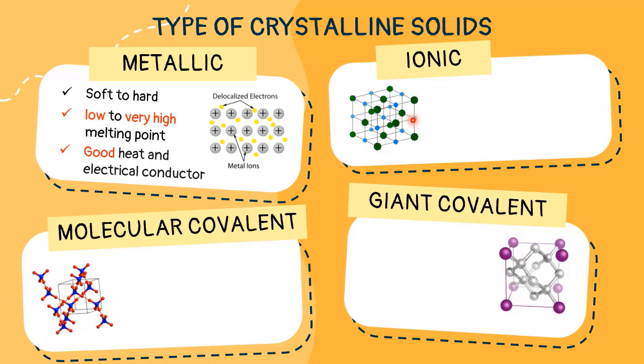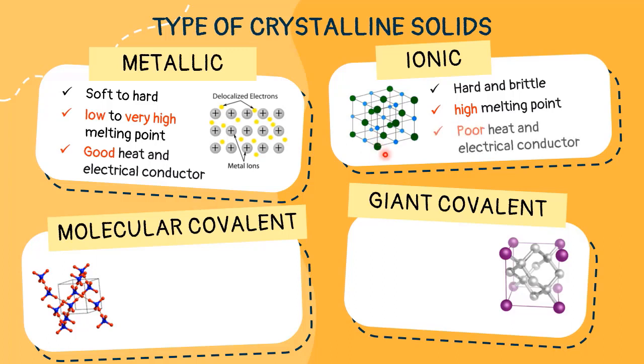Next, we have ionic crystal. This crystal structure consists of alternating positively charged cations and negatively charged anions. These charges are held together by strong electrostatic attractions, in other words, ionic bonding. Ionic crystals are hard and brittle, therefore they have high melting points. Ionic compounds do not conduct electricity as solids because they have no mobile electrons as in metallic bonds. But they do conduct electricity in molten or aqueous states.